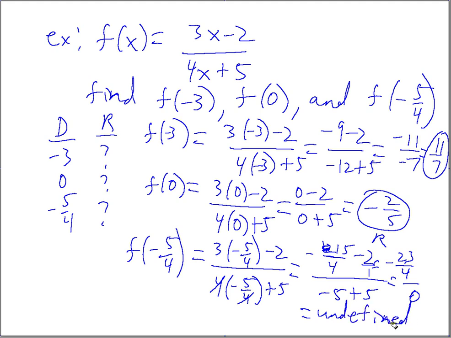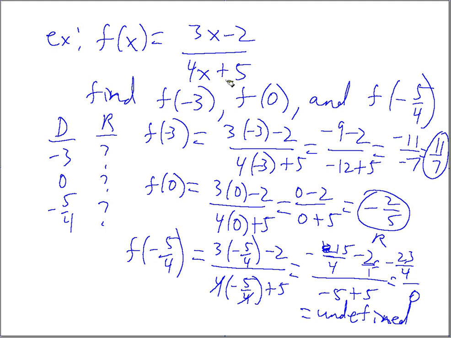Undefined. So what does that mean? That means that if the domain is negative 5/4, there is no range value for that. The function is undefined when x is equal to negative 5/4. In other words, we should be more careful when we're figuring out the domain of these types of functions, right? Because we have to make sure we're not dividing by 0, for example. Okay, more on this topic in a future section.